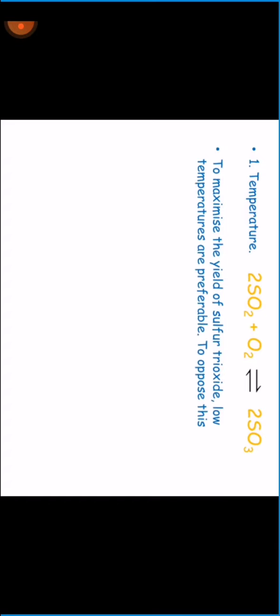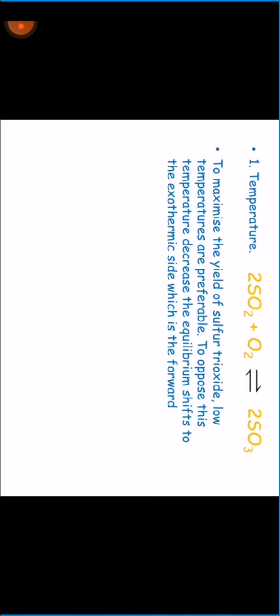So first let's look at the effect that temperature has. If we want to maximize the yield of sulfur trioxide, low temperatures are preferable. To oppose this temperature decrease, the equilibrium will shift to the exothermic side, which is the forward reaction. So if I have a cold temperature, the exothermic reaction is favoured because the exothermic reaction gives out heat, so it can oppose that temperature decrease that has been set up.